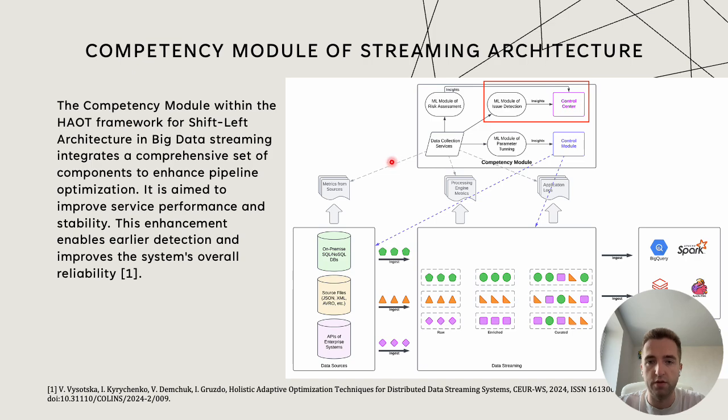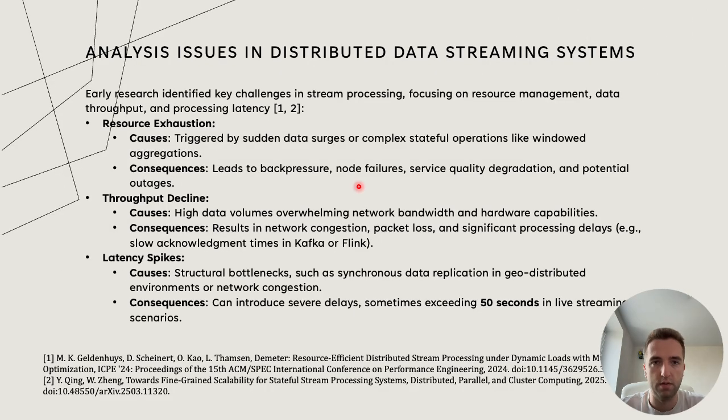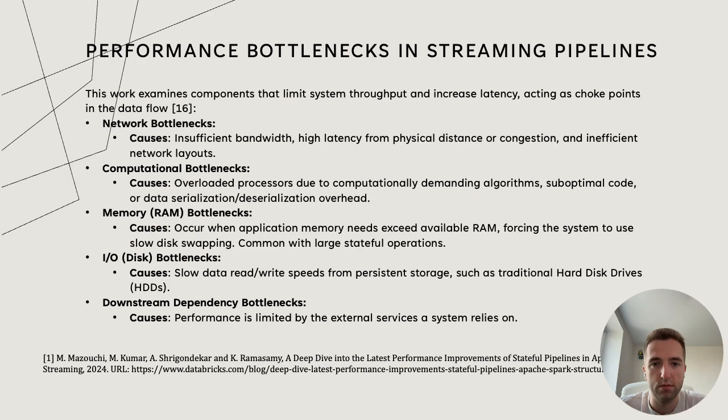In the previous research, we introduced a competency model in streaming data architecture, while in this research, we designed, developed, and evaluated the issue detection module in this architecture. The following research papers highlight the common issues in real-time processing, such as resource exhaustion, throughput decline, and latency spikes. Most of these issues are caused by performance bottlenecks.